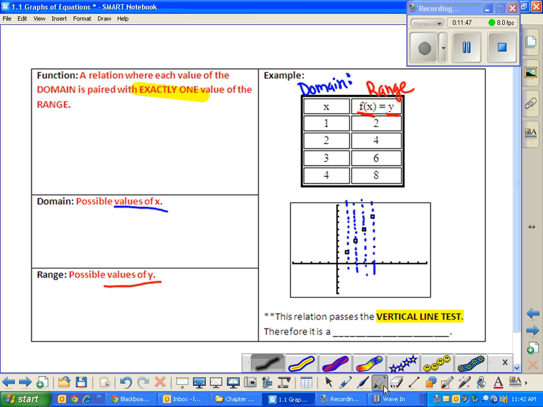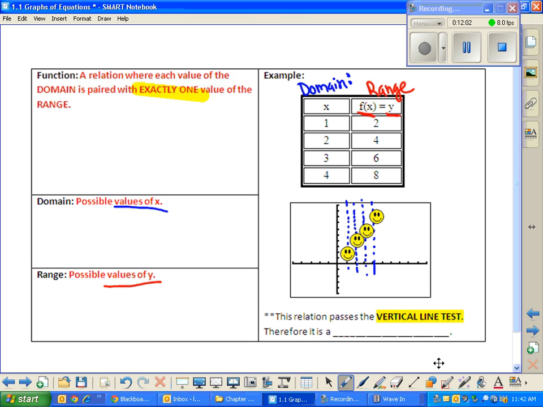I'm a happy girl. Happy, happy, because every time I drew one of these vertical lines, I only hit one time. That makes me very happy. That makes this particular relation a function. So that is indeed a function.